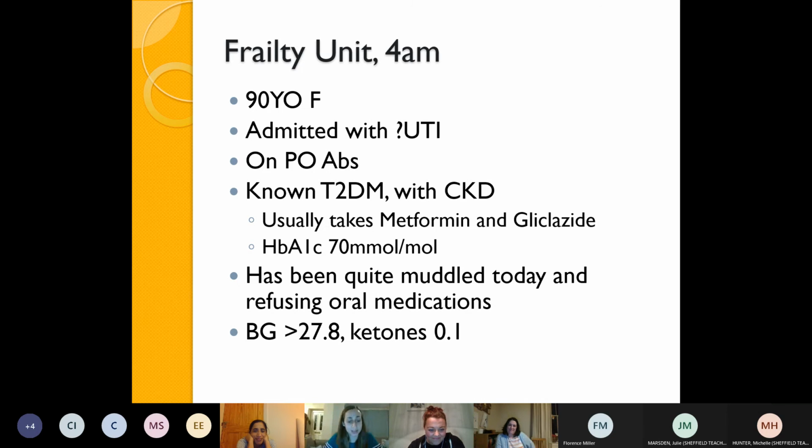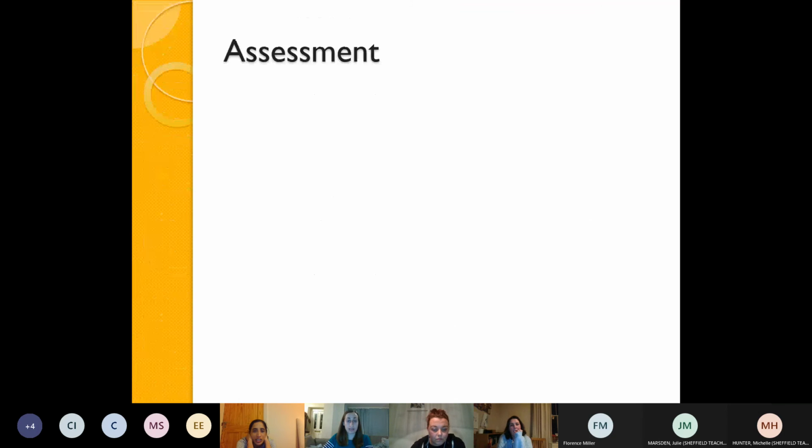And her blood glucose is 27.8 or greater than 27.8 with no ketones. So what do we think about this lady? What do we want to do? A lab glucose again. We want to assess her clinically, how she's doing, if anything's deteriorated, and send some bloods off again because it's above 27.8. Yeah, to reading. Exactly. So we want to know what her blood glucose actually is.